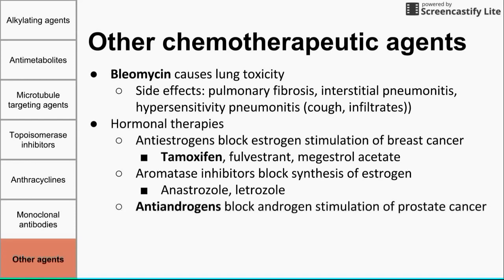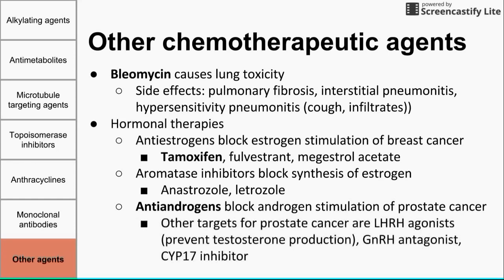There are also some hormonal therapies for prostate cancer, such as the anti-androgens, and there should be a small list of these, like the LHRH antagonists, LHRH agonists, the GnRH antagonists, and the CYP17 inhibitors. And if you look up the production of testosterone, you can see how these three subclasses of anti-androgens all inhibit testosterone production in a different way, all with the eventual goal of preventing androgen stimulation of prostate cancer. So these are other chemotherapeutic agents that didn't really fit into the other categories.